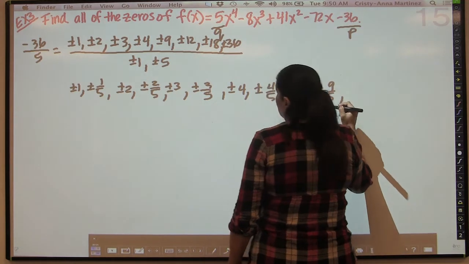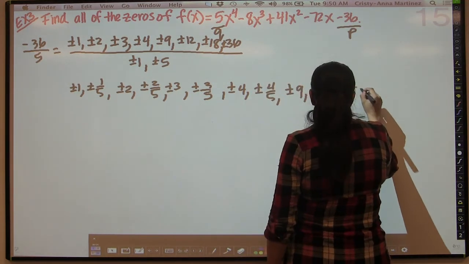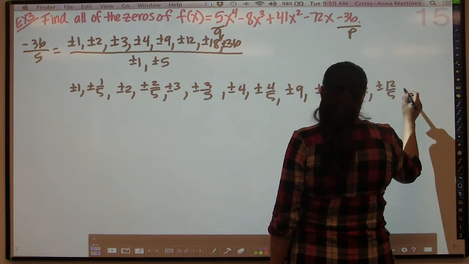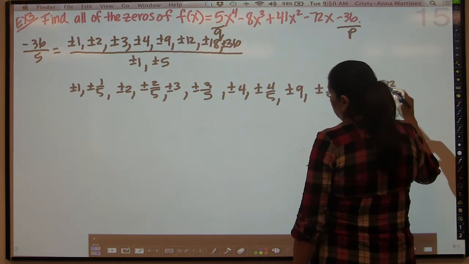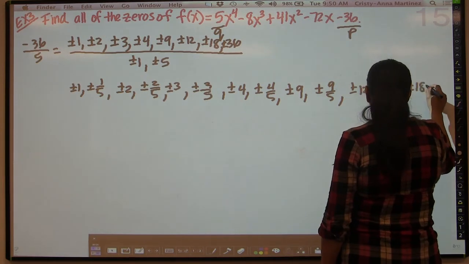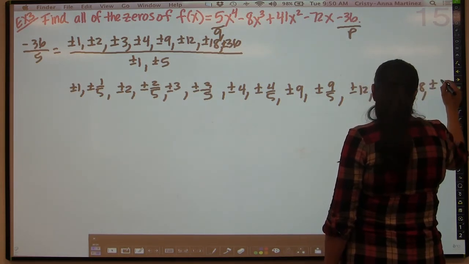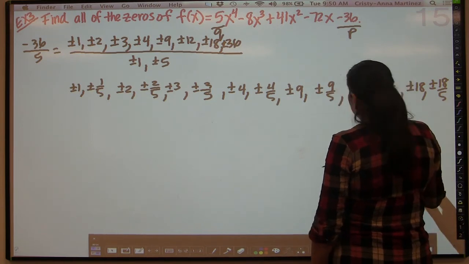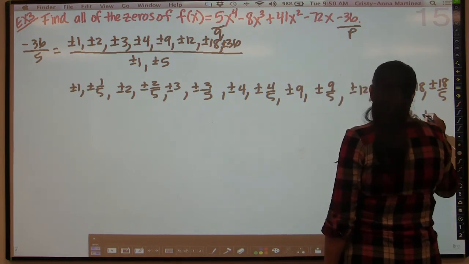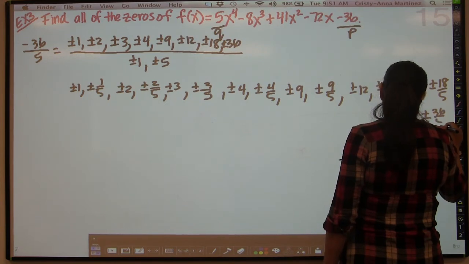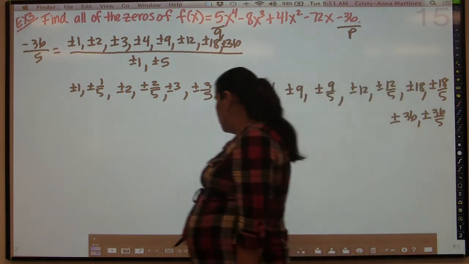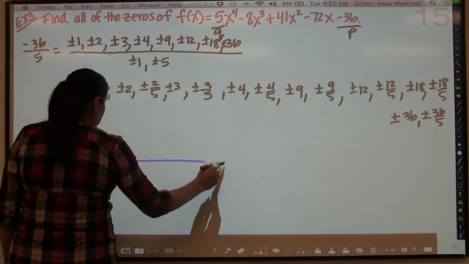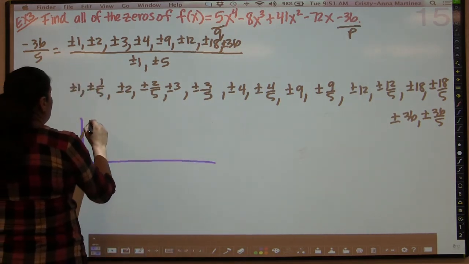This is so much fun. Plus or minus 12, plus or minus 12/5, and then plus or minus 18, plus or minus 18/5, plus or minus 36, and lastly plus or minus 36/5. Awesome. Those are all of our possibles. And yes, you do have to list them all. I know it's annoying, but too bad.